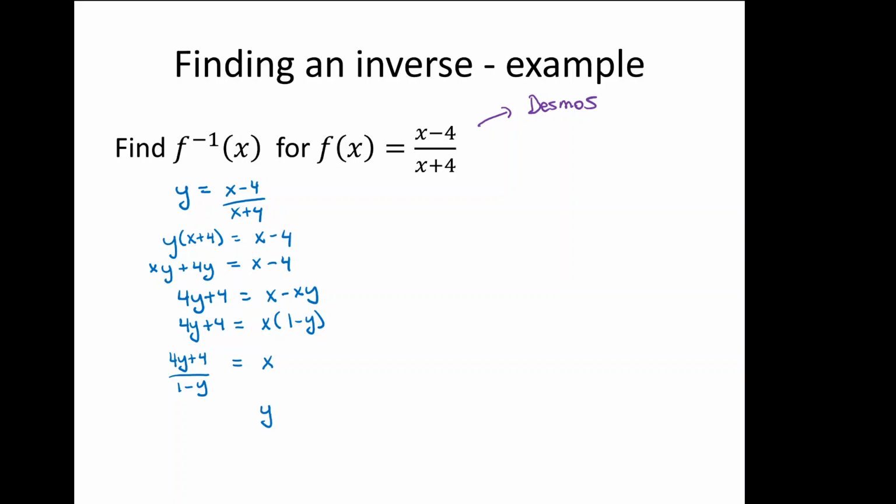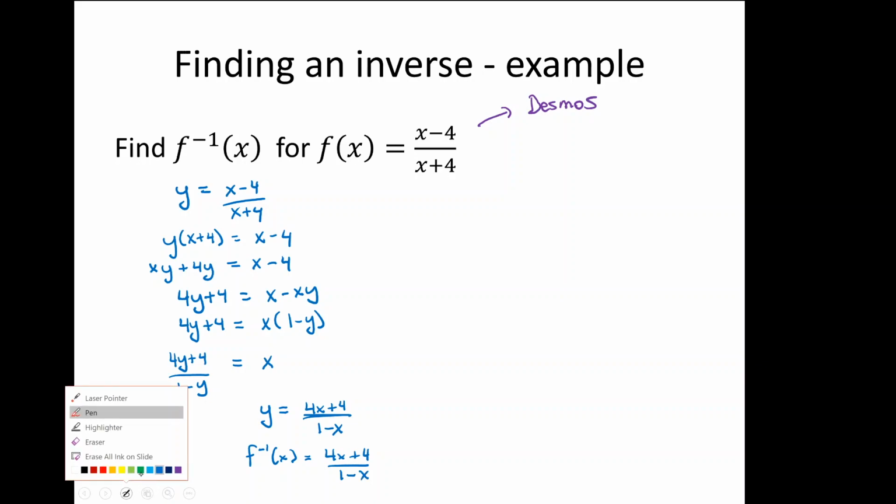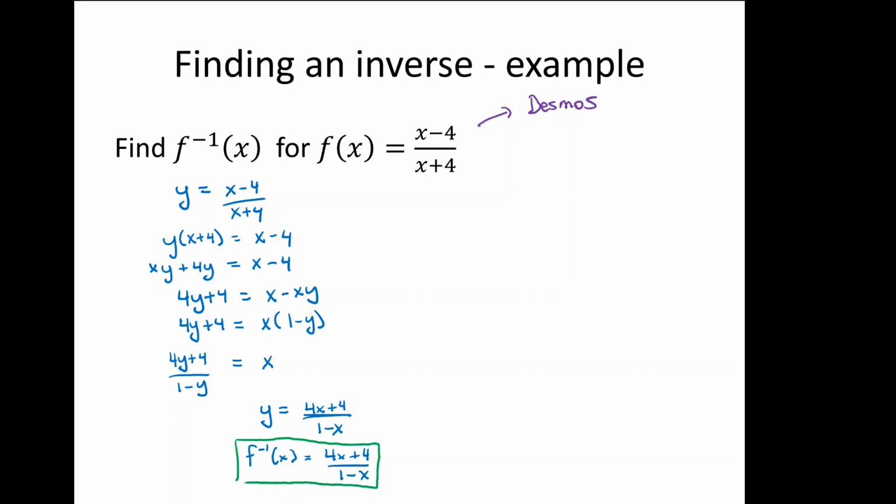Now I'm going to replace every y with an x, and every x with a y. Just swap the variables. So y is 4x plus 4 over 1 minus x. And one more step, we state that that's the inverse. f inverse of x is 4x plus 4 over 1 minus x. And you should not trust this. You shouldn't trust it because we haven't tested it.